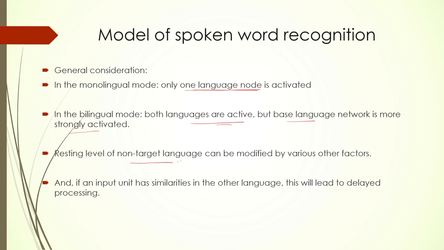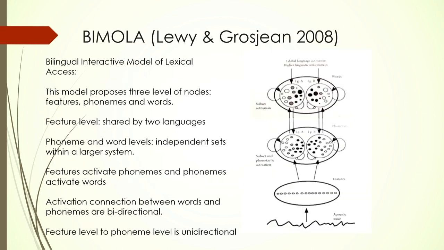The resting level of the non-target language can be modified by many other factors like we have just seen. And if an input unit has similarities in the other language, that will lead to delayed processing. So there are competitions, like we have seen with Marku and Markar, Russian and English, and so on. If that kind of similarity exists, that will also have an impact.